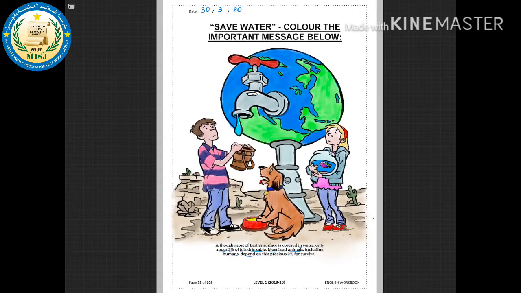Now students, I'm done with the coloring. I hope you're also done with coloring by now. Now please open English workbook page number 54 so we can move on with the story.